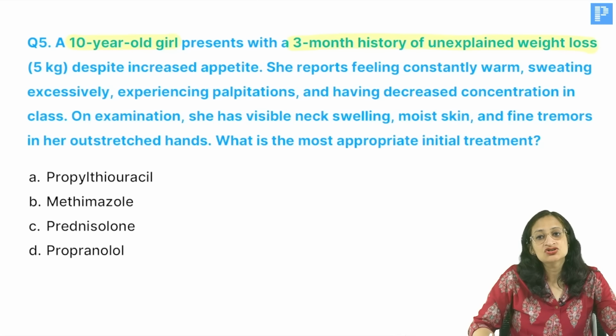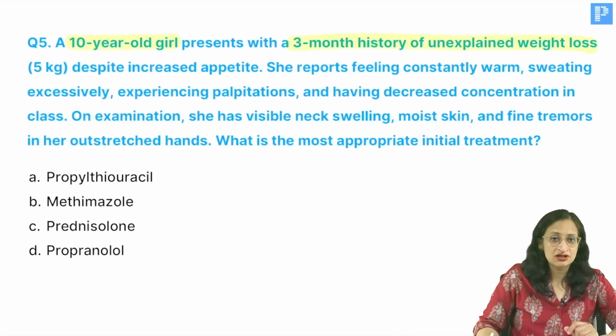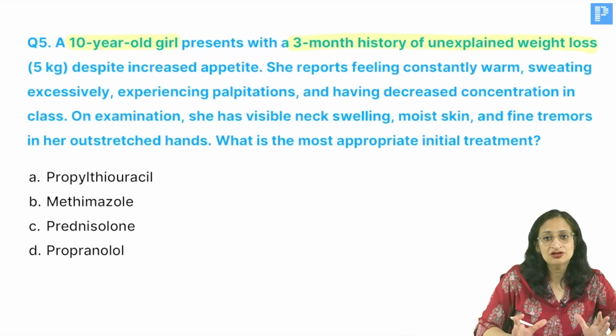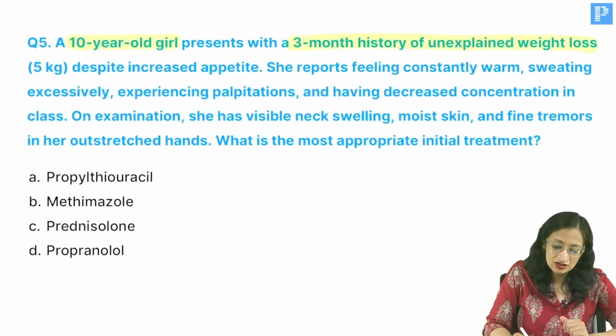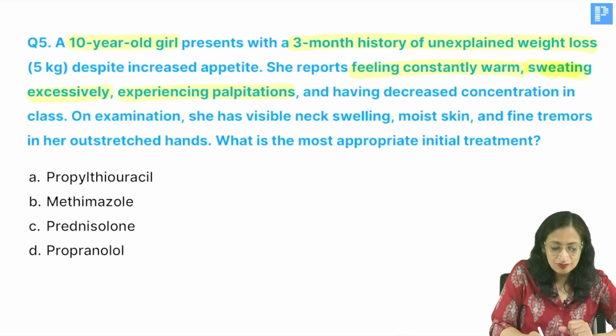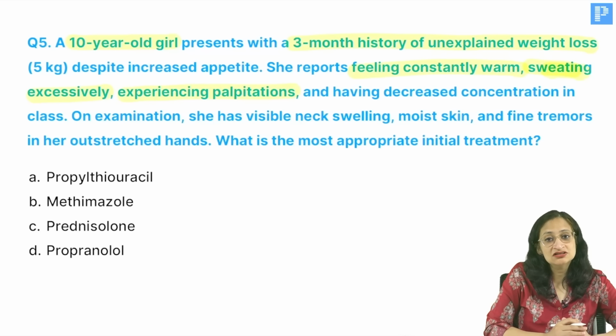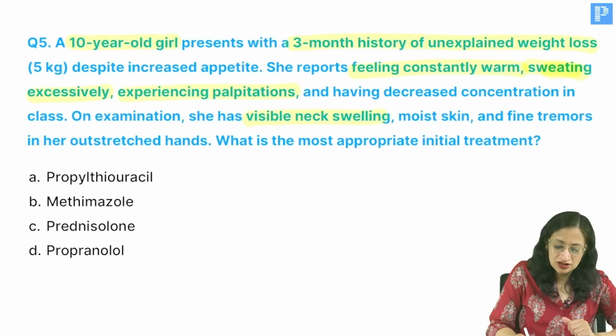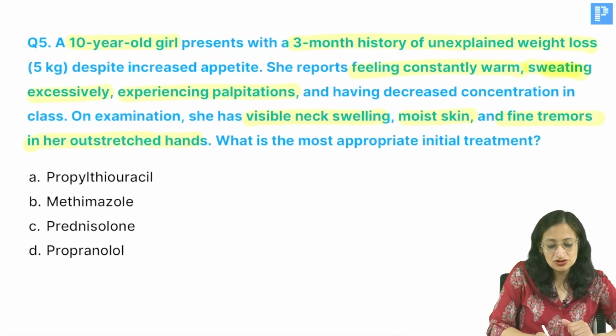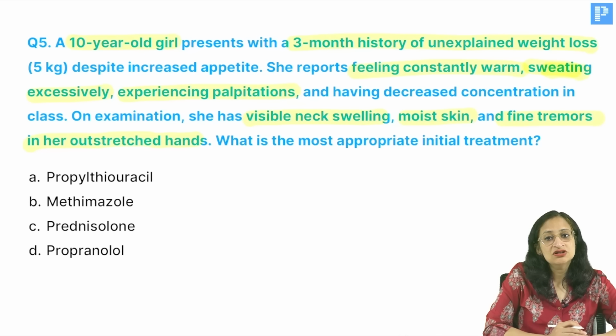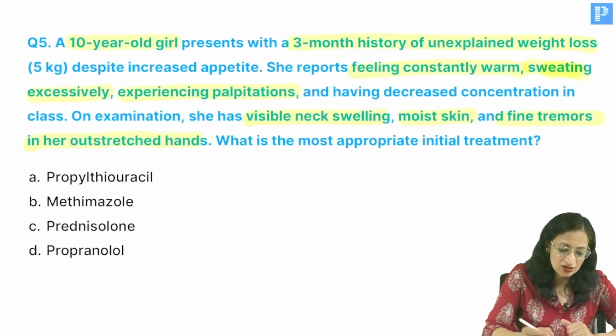So there is a 3-month history of unexplained weight loss. A 5 kg weight loss has happened despite increased appetite. She reports feeling constantly warm, sweating excessively, and experiencing palpitations and decreased concentration in class. On examination, she has visible neck swelling, moist skin, and fine tremors in her outstretched hands. So, all these we know are features of hyperthyroidism.